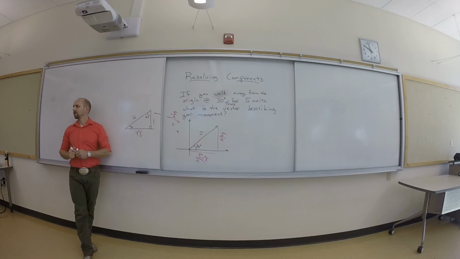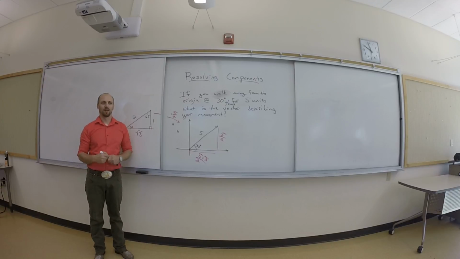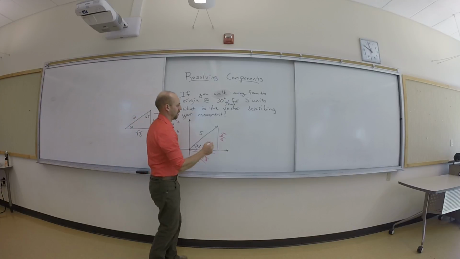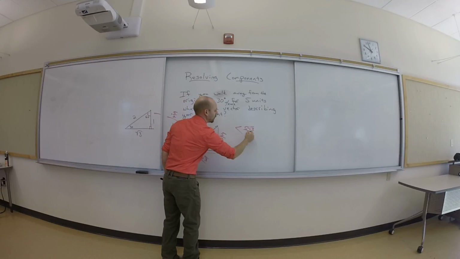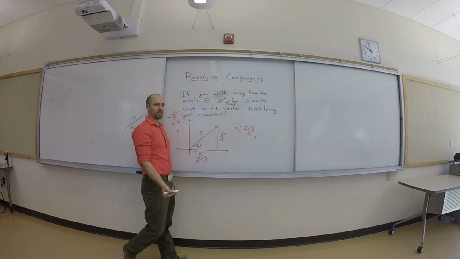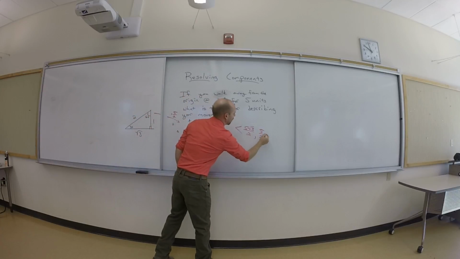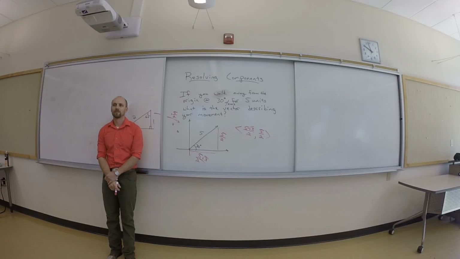Yeah, cool. So what's my vector answer? 5 root 3 over 2, comma, 5 over 2. Okay, what's another way I could have thought of that? So I went and found a similar triangle, right? But how else could you have done this?